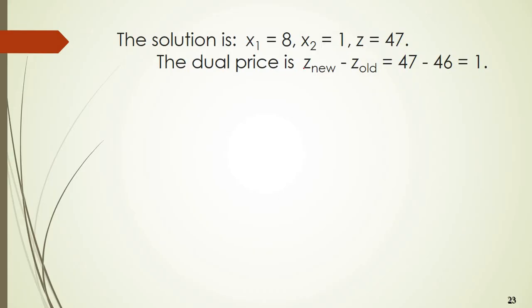The dual price is z new minus z old. So that would be 47 minus 46. For this one, it's using the original value of the constraint. So the value for the dual price is 1.